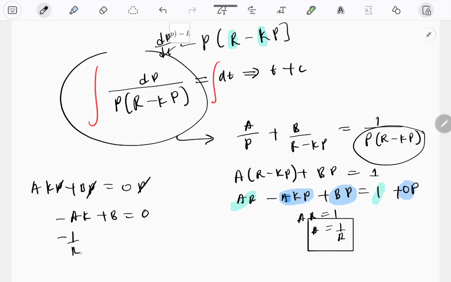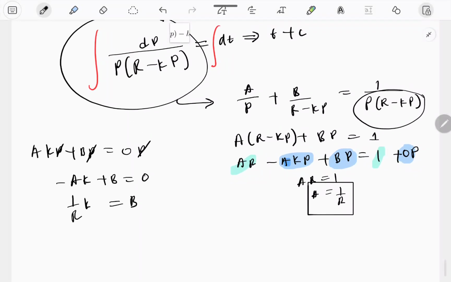A is 1 over RK plus, then let me put that B on the other side to become negative, and I'll lose that negative. I think I already said B is equal to K all over R. That's a beautiful one. Also goes inside the box.